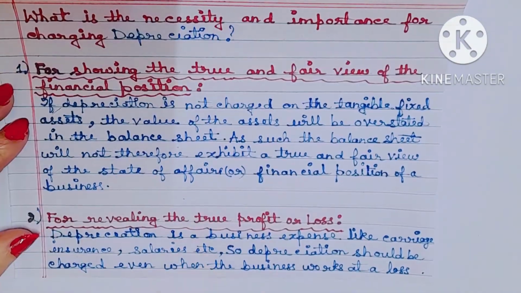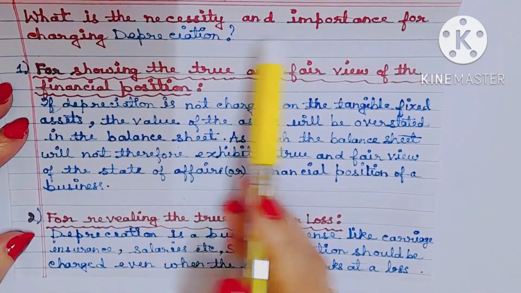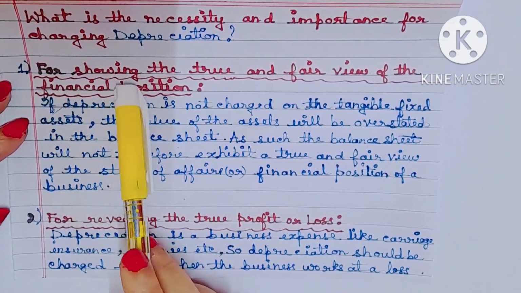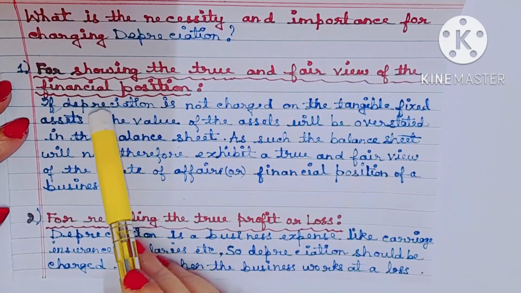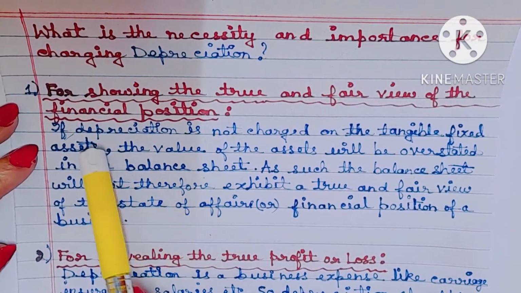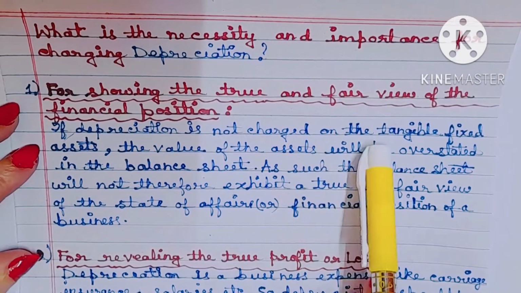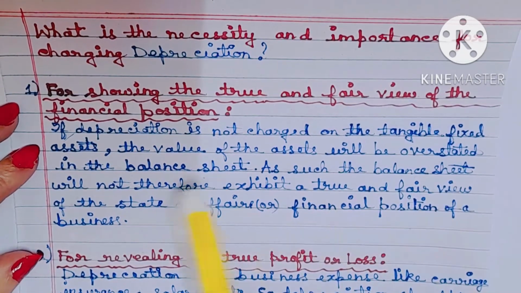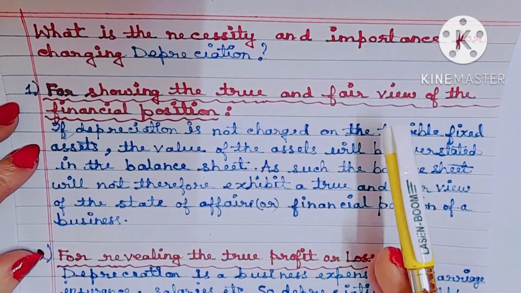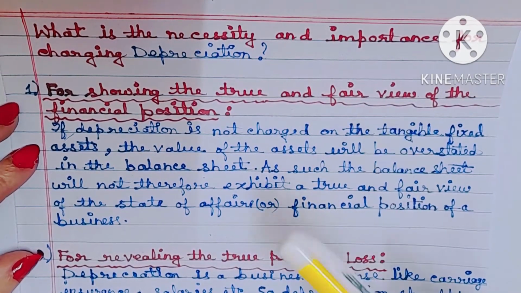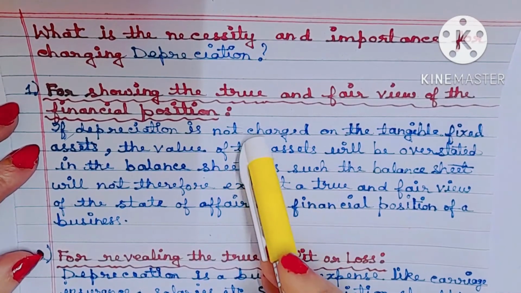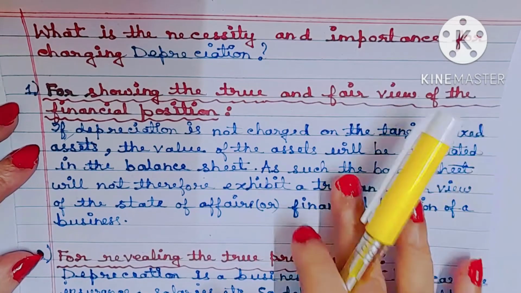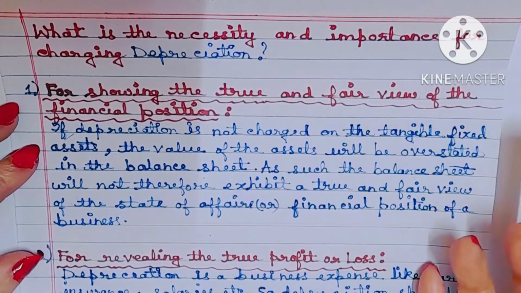Now, what is the necessity and importance for charging depreciation? Number 1, for showing the true and fair view of the financial position. If depreciation is not charged on tangible fixed assets, the value of the asset will be overstated in the balance sheet. তুমি যদি depreciation না চার্জ করো বিজনেসে, তাহলে কি হবে? এক্সপেন্স যদি না দেখানো হয়, depreciation is an expense. যদি depreciation না দেখানো হয়, তাহলে profit will increase. The balance sheet কি হবে?